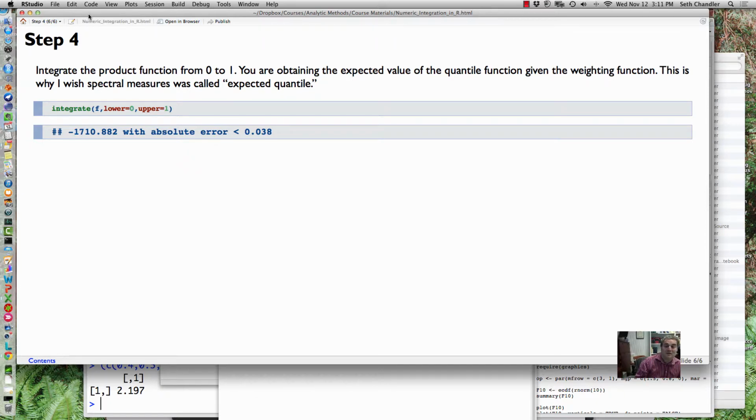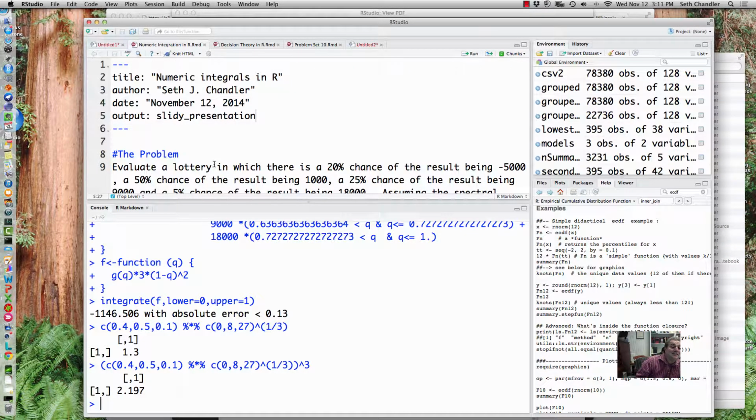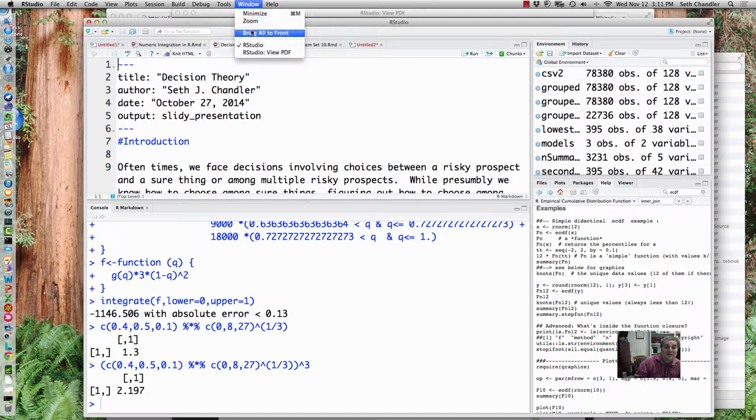That was it. So that's how you do expected quantiles in R. It's not as pretty as Mathematica, but you can get the job done. And so that's how you do it.